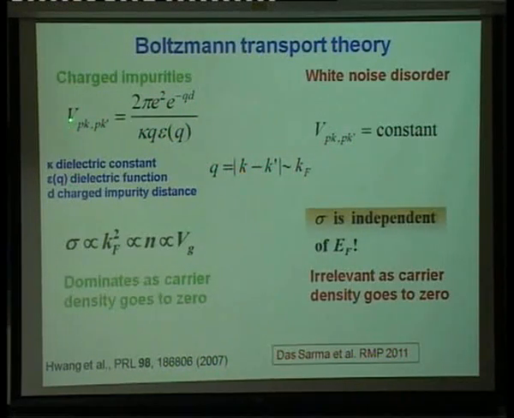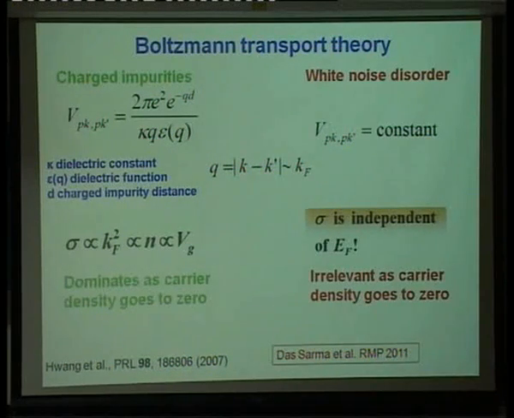And then you can immediately show if that is the case, then sigma will be proportional to kf squared. So it's going to be proportional to n. It's going to be proportional to gate voltage. And this is the reason most people believe, also almost everybody, maybe minus 1, believe that, but it's a very important one. People believe that graphene conductivity is linear in density. Okay, so because of this. But I want to make a much more important point than experiment.